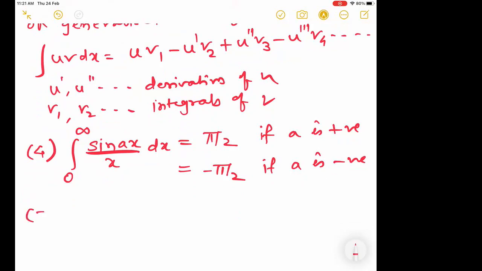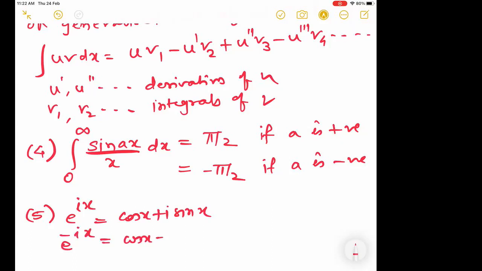And this complex number we have already used in the Z transform also. So e^(ix), whenever you get, you can just write cos x plus i sin x. If you get e^(-ix), you can write cos x minus i sin x, and it can be simplified.